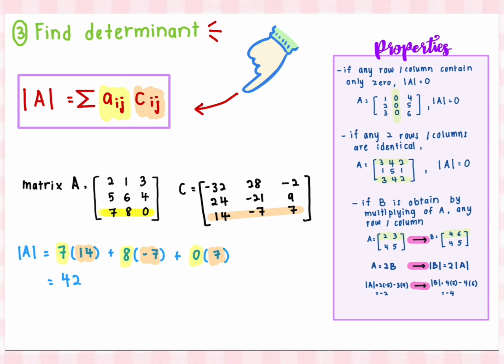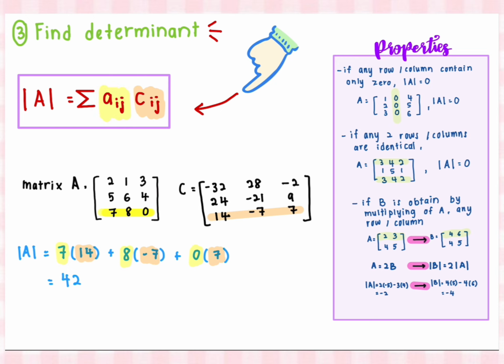The formula of determinant is sum of Aij times Cij. As what my friends have mentioned before, i refers to specific row while j refers to specific column. So let us move on to our original example. Matrix A consists of 2, 1, 3, 5, 6, 4, 7, 8, 0. So, Aij refers to the original matrix, which is this one.